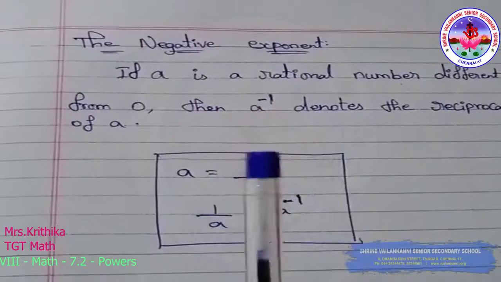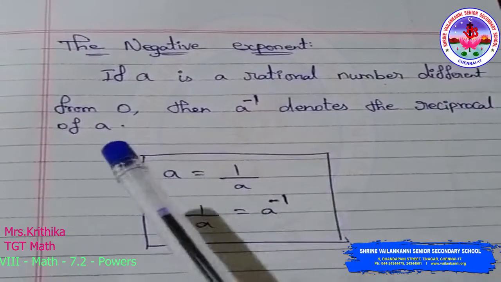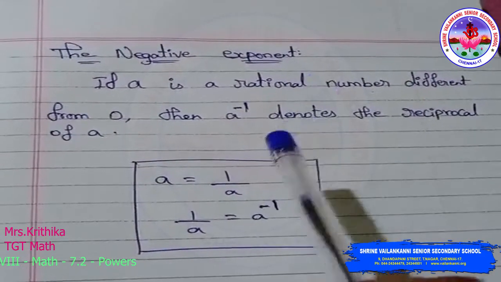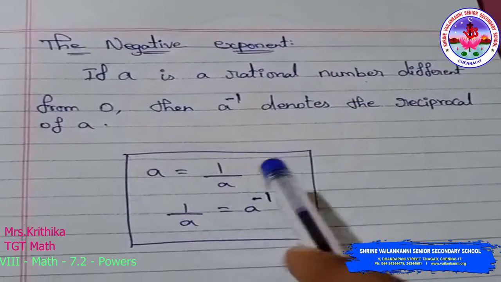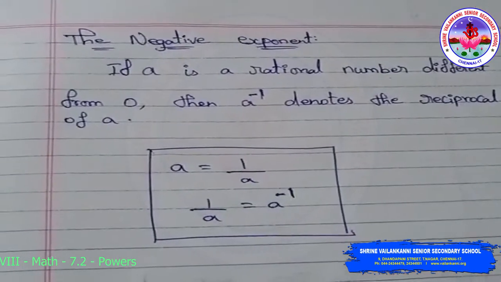Next topic is the negative exponent. If a is a rational number different from 0, then a power negative 1 denotes the reciprocal of a. a power negative 1 is equal to 1 by a. Here 1 by a is the a power negative 1.